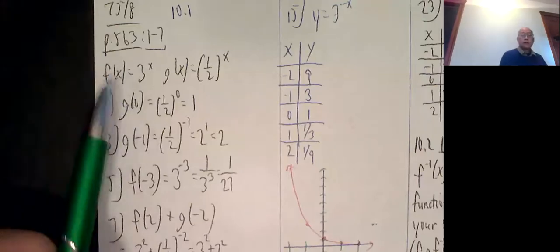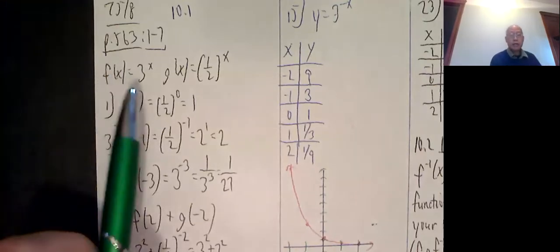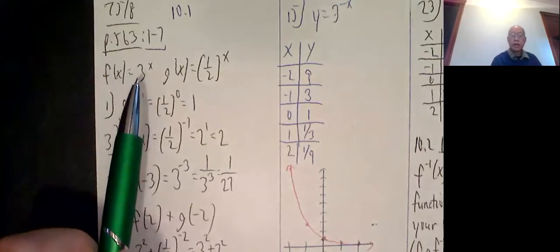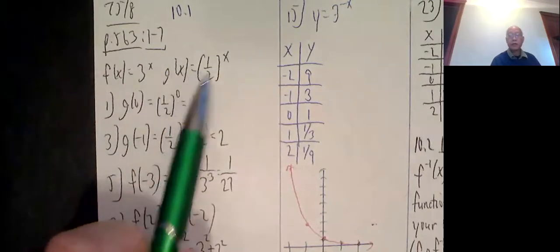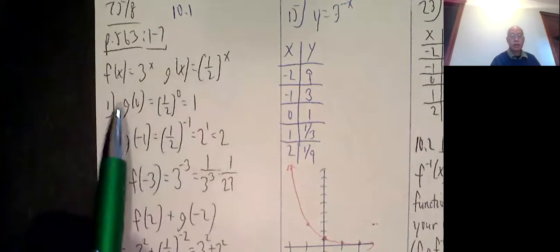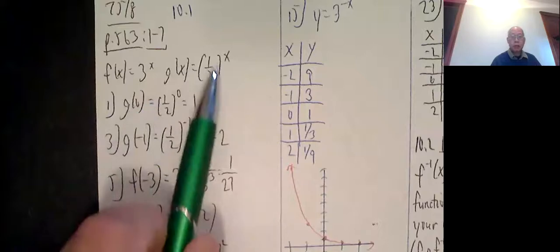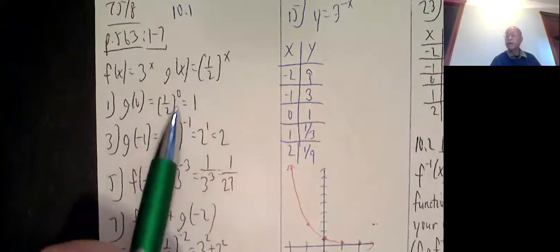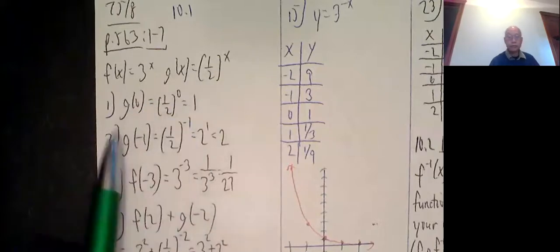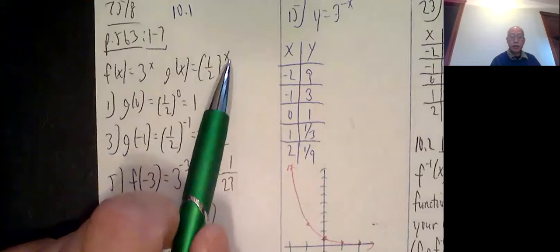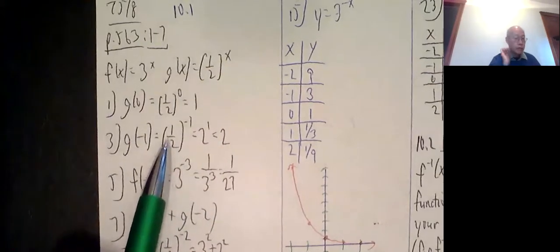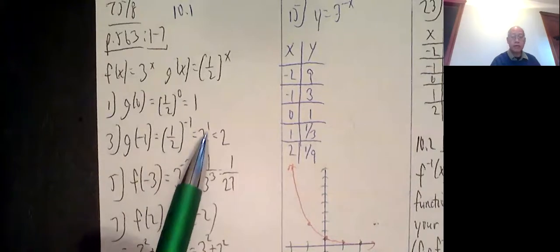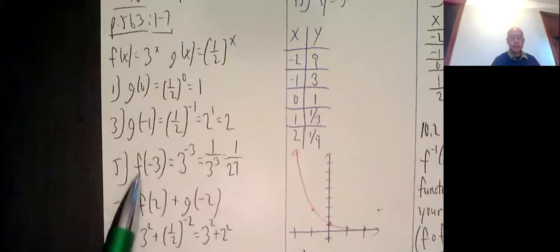Okay. First few problems, they say f of x is 3 to the x power. Notice it's not 3x, it's 3 raised to the x. G of x is 1/2 to the x power. Again, it's an exponent. G of 0 means put a 0 right there, 1/2 to the 0. Anything to the 0 power is 1. G of -1, put a -1 there, 1/2 to the -1. If you have a fraction to a negative exponent, you flip the fraction, take the reciprocal, and raise it to the +1. So the answer is 2.